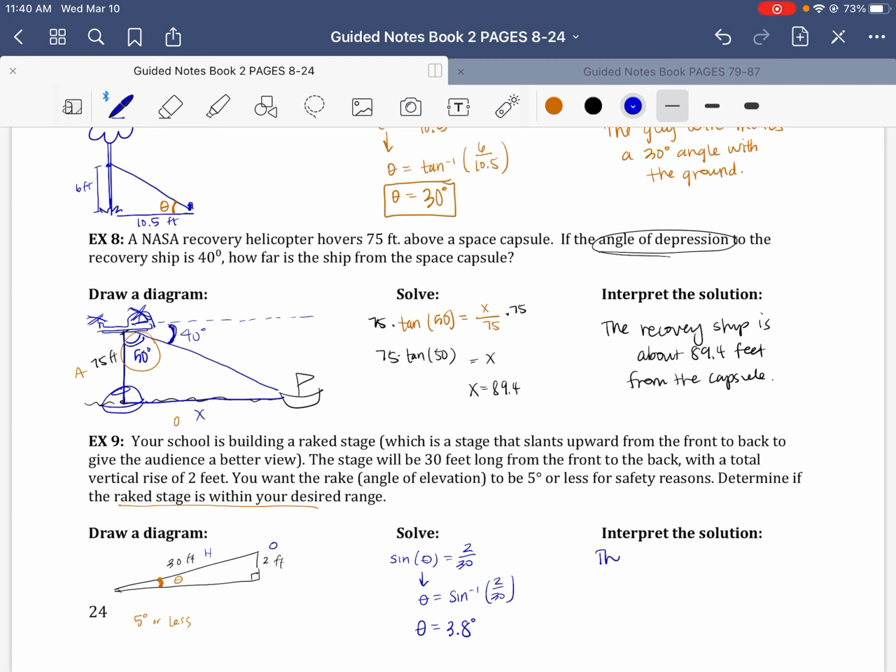So interpreting that, we would say, well, great. The angle of elevation is only 3.8 degrees. Ooh, hope you can read that. So it will be safe, because it's less than 5 degrees.